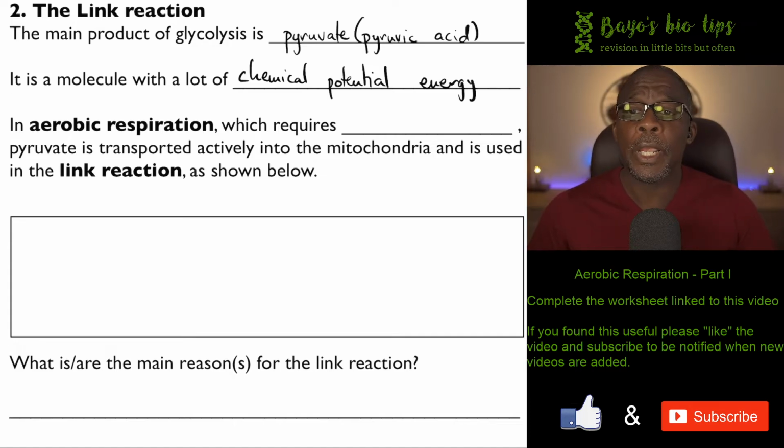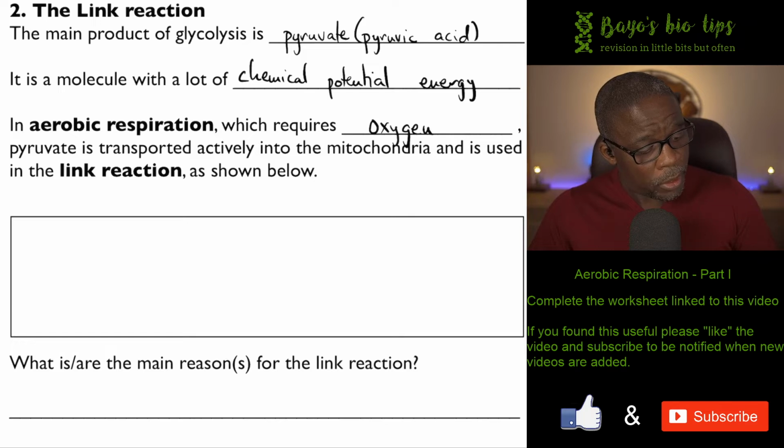Okay, so in aerobic respiration, which requires oxygen, that's what makes it aerobic. Anaerobic does not require oxygen, and you can go back to the introduction video on respiration to see all of that in detail. In aerobic respiration, pyruvate is transported actively into the mitochondria and is used in the link reaction. So now let's look at what the link reaction looks like.